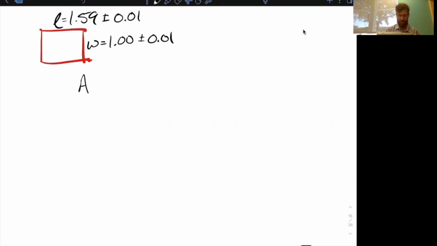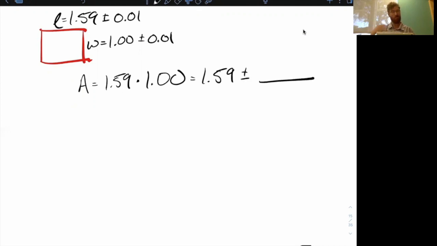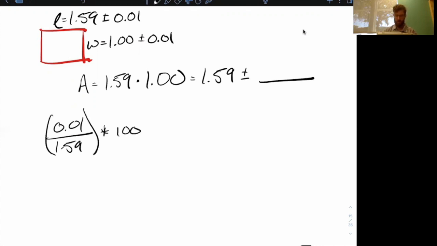So we know that to calculate area, I'm going to have to take 1.59 multiplied by 1.00. No problem. We know that's going to be 1.59. Easy peasy. Now the question is, what's going to happen with this area? How do we calculate the total uncertainty of the area that we're given? Really simple, ladies and gents. Each of these quantities needs to be turned into a percent error.